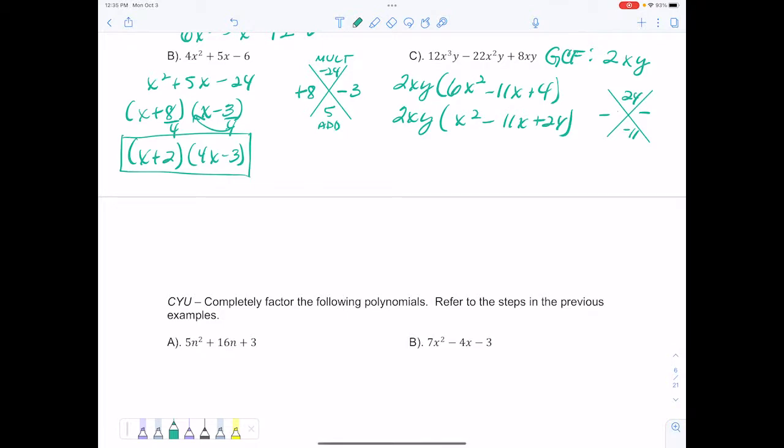So negative 8 times negative 3 gives me positive 24, and negative 8 minus 3 is negative 11. So I'm going to rewrite this as 2xy times x minus 8 times x minus 3.